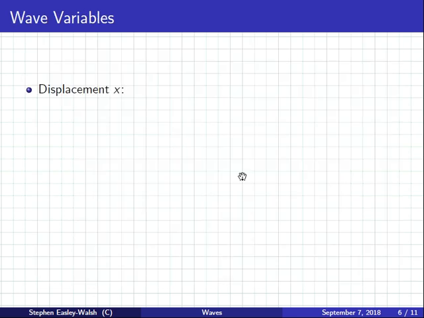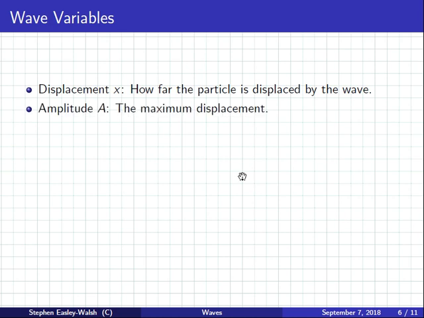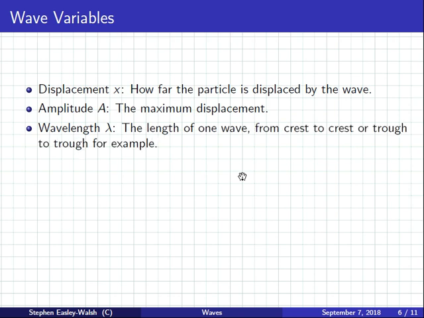So, some terms now. Displacement x, that's how far the particles are moved by the wave. Amplitude a, the maximum displacement, is very similar to simple harmonic motion, isn't it? Wavelength, that's the length of one wave, from crest to crest or trough to trough. Period, well, you could probably guess now, the periodic time is the time taken for one wavelength to pass through.